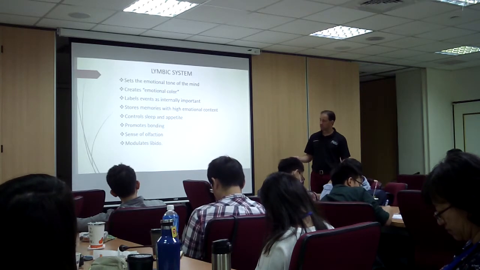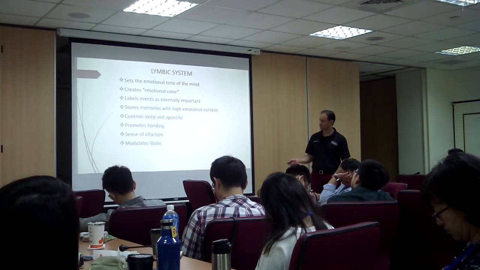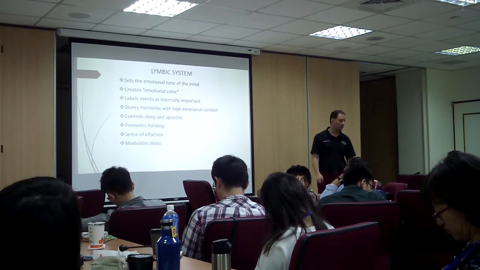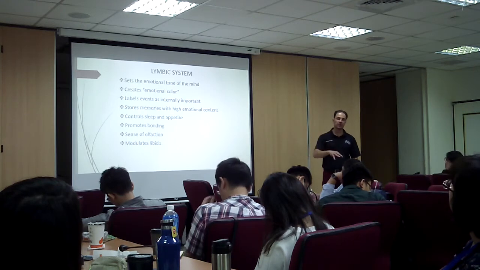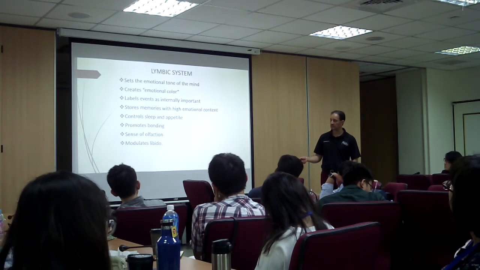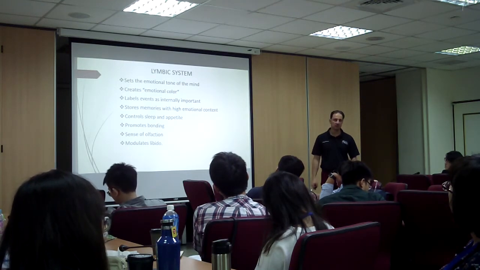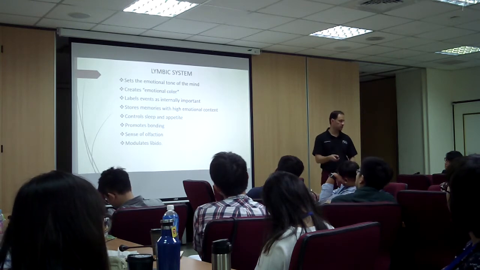Controls smell and modulates libido, which is your sexual drive. So in people who are dissociated or highly stressed out, their sexual drive goes down. I see a lot of couples when I do the assessment, and either the husband or the wife has a limbic system problem, their sexual drive is very low, which is causing distress in the relationship.